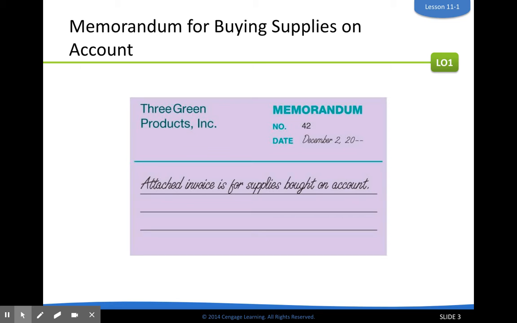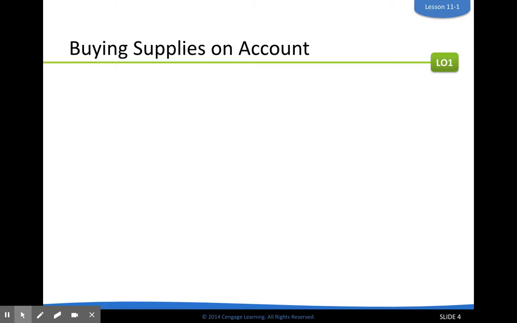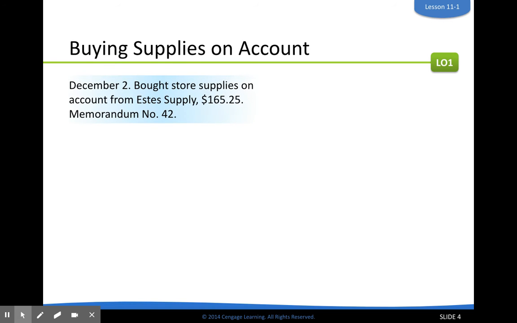So you might think, well, we'll use our purchases special journal. Well, we can't use the purchases special journal because that's for making purchases of merchandise on account. And we are purchasing supplies on account. So we need to use our general journal. So this transaction we have done several times before. We bought supplies on account from Estes Supplies.